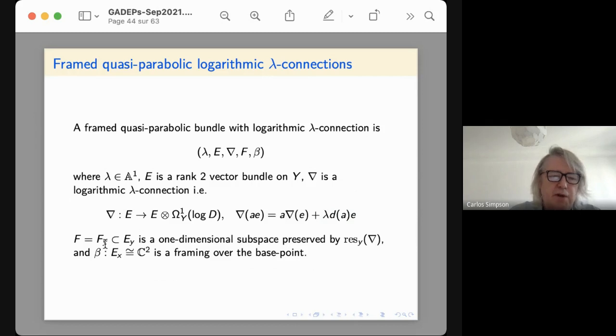And now here's the point, which is we would like to also include a quasi-parabolic structure. That's why I'm looking only at rank 2, because it's easy to say what a quasi-parabolic structure is. In this case, a quasi-parabolic structure is just a one-dimensional subspace preserved by the residue of this connection. And we also ask for a framing over the base point just to have a nice moduli space theory. Remember, the base point is different from y, so we're not framing over the puncture point. We're framing over some other point.